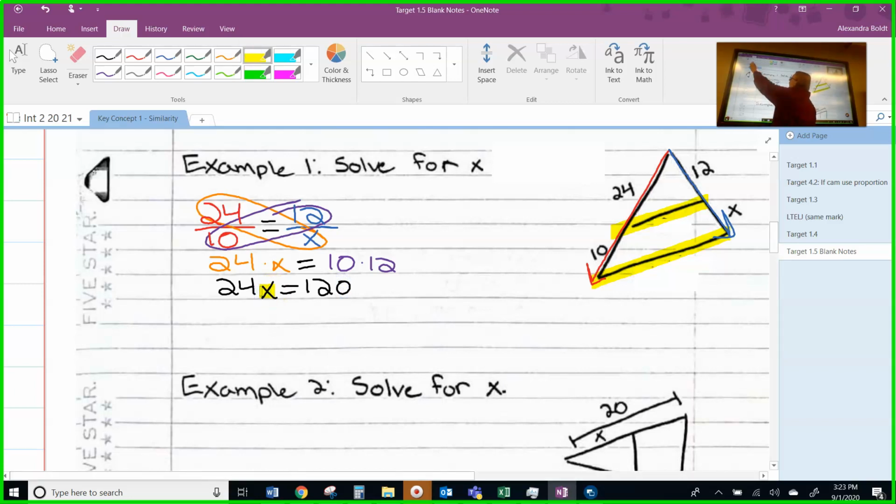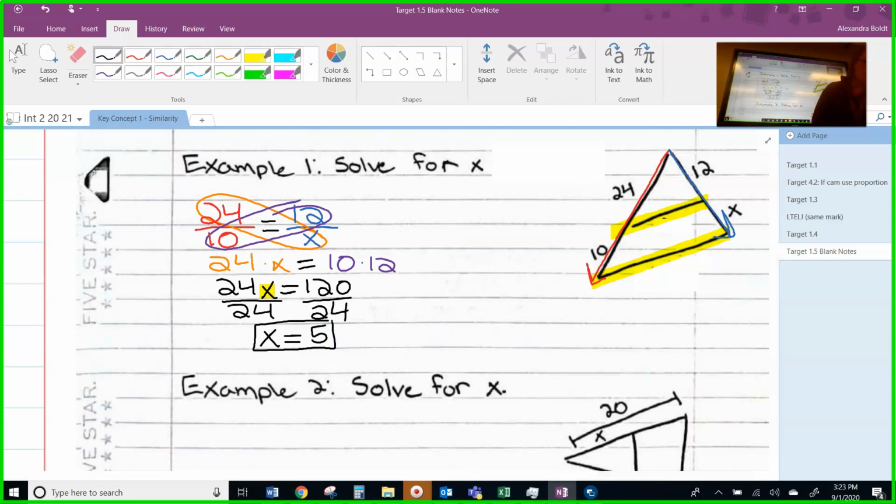x is my variable, so I need to get rid of this 24. I'm going to divide both sides by 24, and we get x equals 120 divided by 24, which is 5. Again, feel free to use a calculator anytime you need.